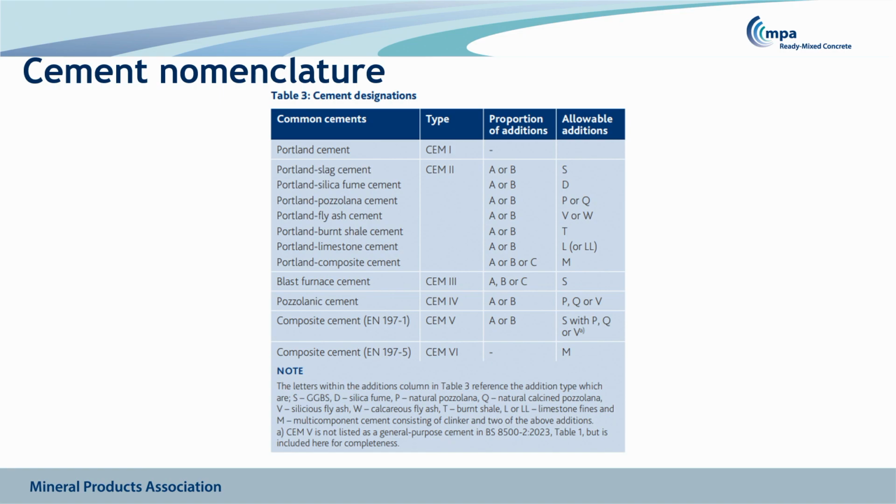This table is taken from a publication. It's not been published yet, but the MPA is publishing a How to Specify Concrete to BS 8500. It should be out next week. And what we've done is we've tabulated these cements just to make it a little bit easier to see how they fit together. Now, it's worth noting that on here we have SEM 5, which is not in BS 8500, but it would seem daft to leave it out when you're producing a table to show how they all fit together. So it's all in this table here.